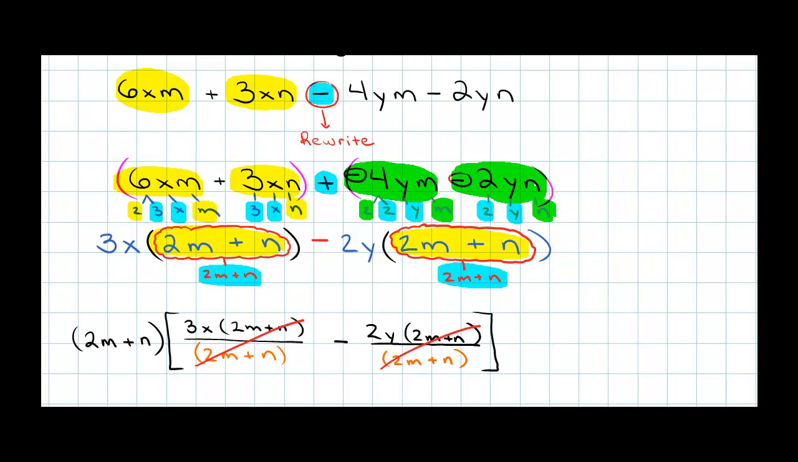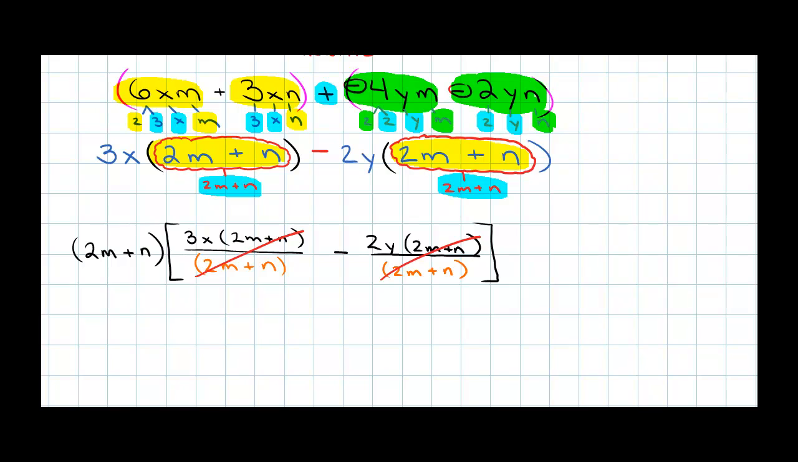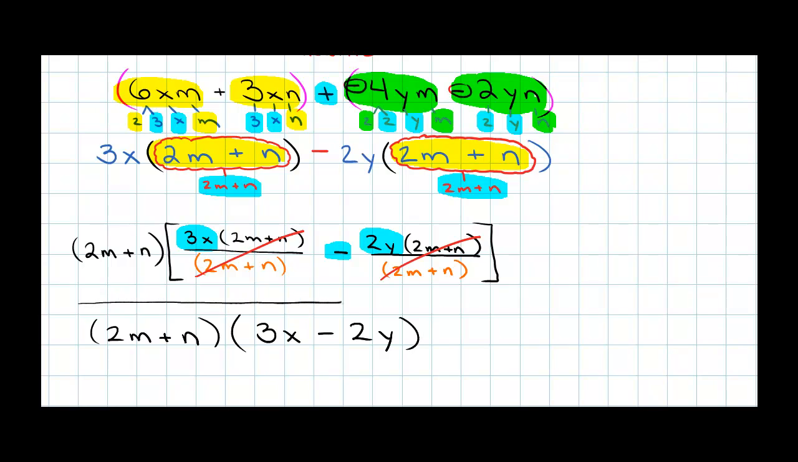That factor of 2m plus n is going to cancel out, and we'll be left with the 2m plus n that we factored out. And now I'm going to use just parentheses. We're left with a factor of 3x minus 2y inside this set of parentheses. And this is it. We're done. These are the factors of our original polynomial.